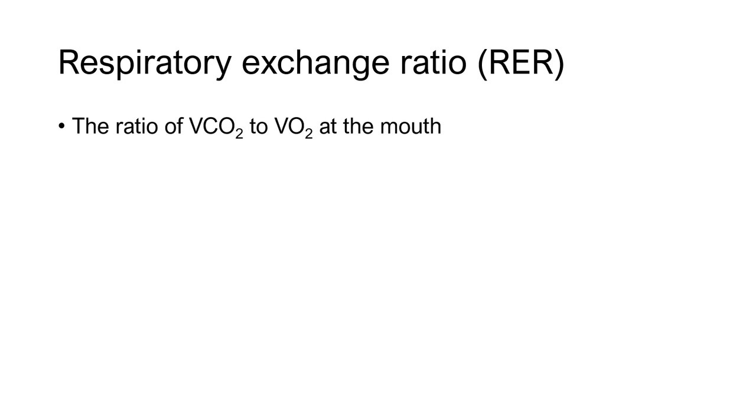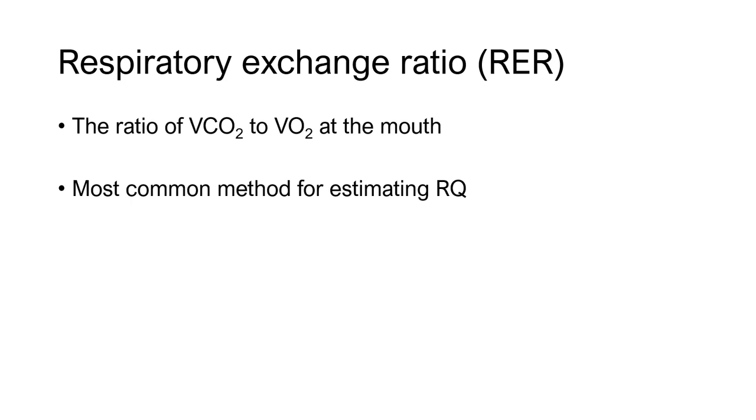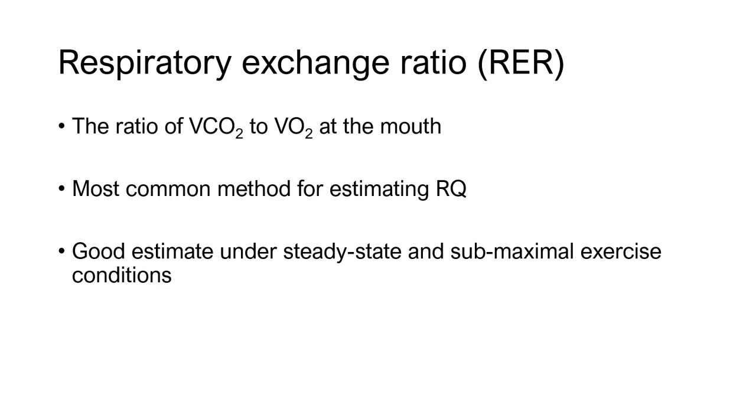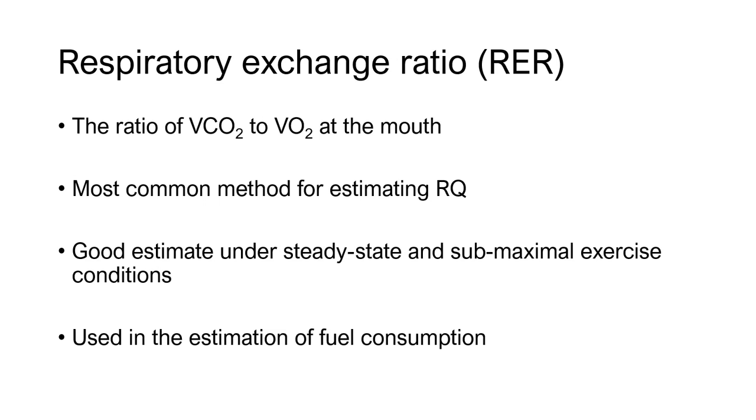What we do instead is we measure RER, which is the ratio of VCO2 to VO2 at the mouth. If you remember, the way we measure VCO2 is we take the percentage difference between inspired and expired carbon dioxide, multiply that by the ventilation to give us the amount of CO2 we're producing per minute, and we do the same thing for oxygen, and that gives us an idea of how much oxygen we're using every minute. This is the most common way that we measure or estimate RQ. It's a really good measure when we're talking about steady state and sub-maximal exercise conditions, and we use this to help us estimate fuel consumption.